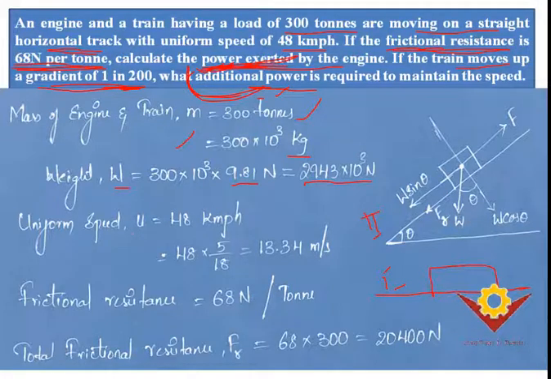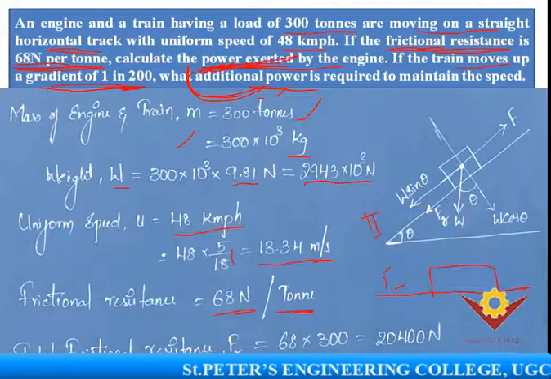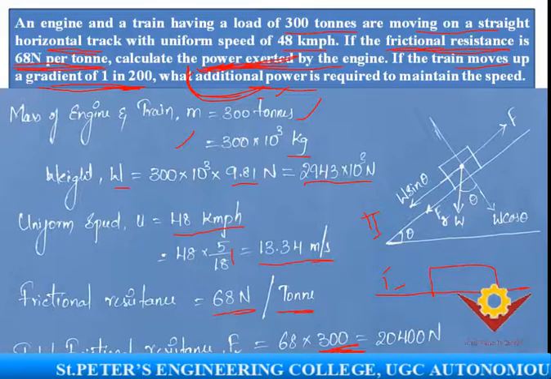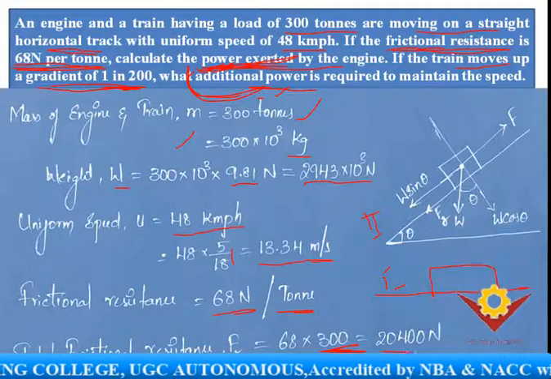And what is the speed? Uniform speed is 48 kilometers per hour. Convert that into meters per second by multiplying by 5 by 18. So you're going to get 13.34 meters per second. And now the frictional resistance is 68 newtons per ton, but we require it for 300 tons. So the total frictional resistance, Fr, equals 68 into 300 tons, and you're going to get 20,400 newtons of frictional resistance.